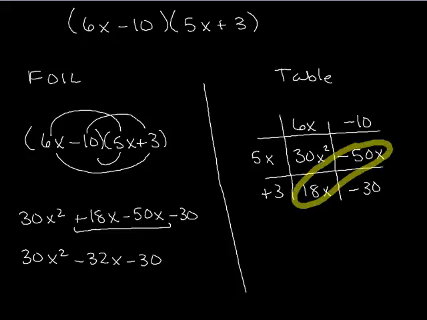My like terms are in my diagonal. So I have 30x squared, 18 minus 50 was the negative 32x, and then minus 30. Now, either method seems to be equally simple for most people when you're talking about 2 binomials.